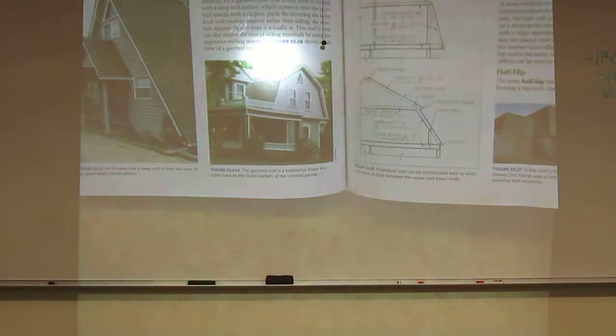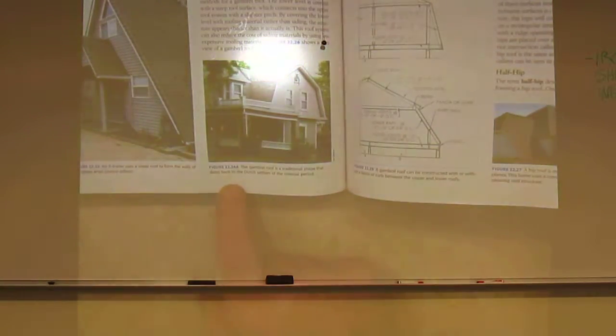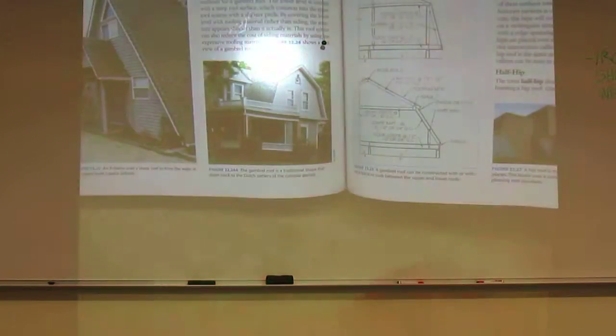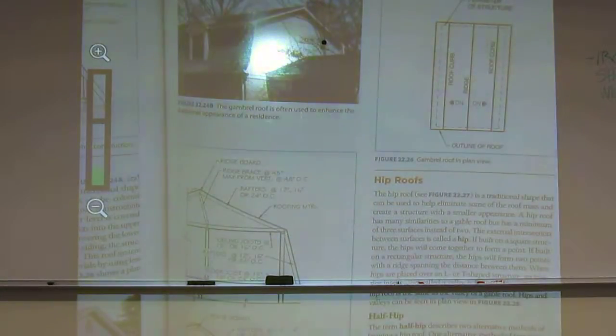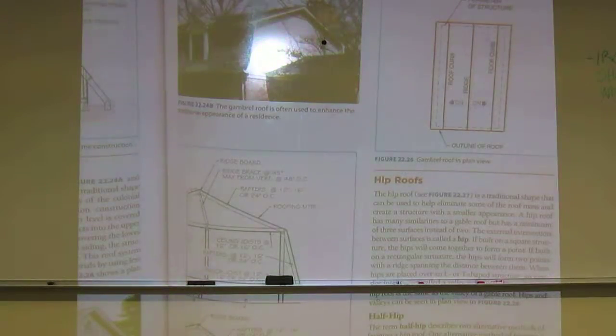Next one's a gambrel. Here you see a picture of it, in 22, 24A, and also in 24B. Does this look familiar to Twin Falls? It's a barn. You see barns like this all the time, right? Anybody drive through Old Town very often? There's a lot of houses in there that have this type of shape. A lot of them.